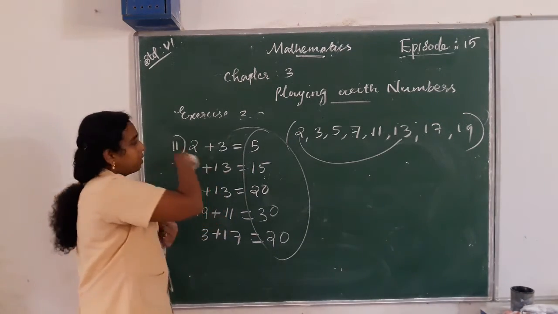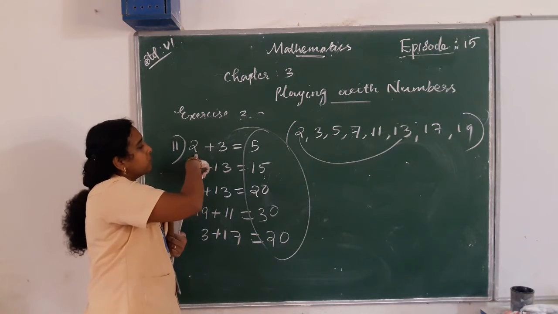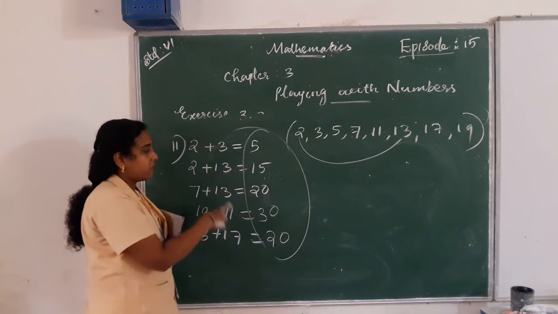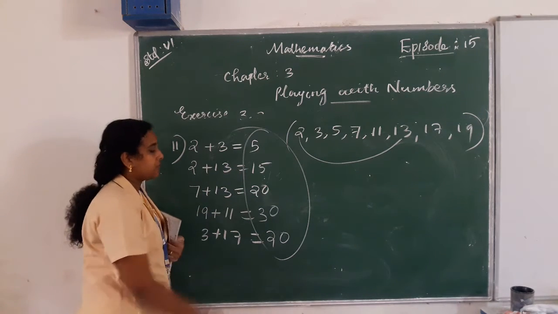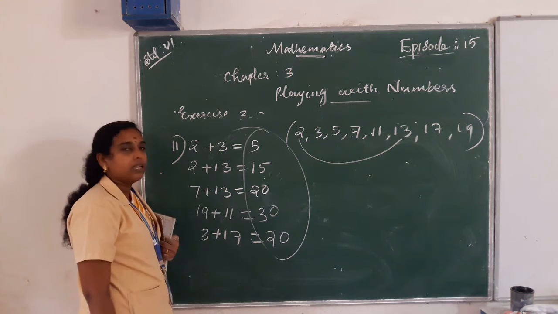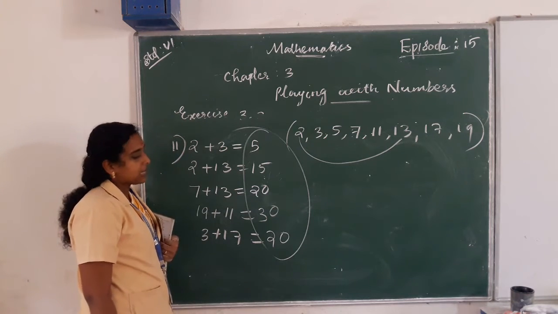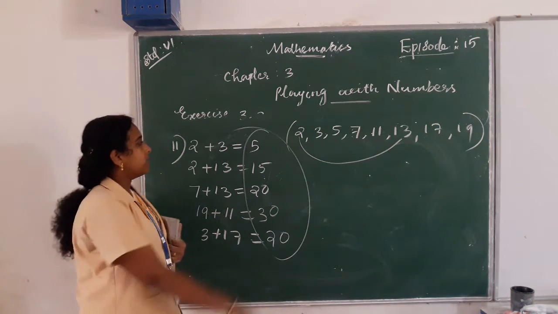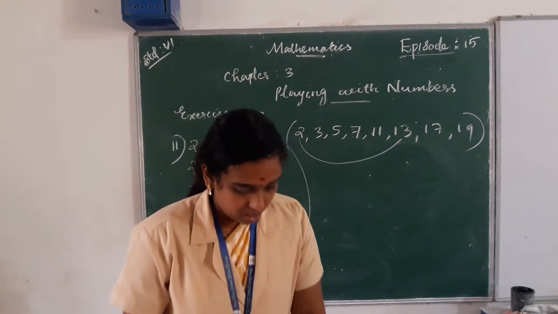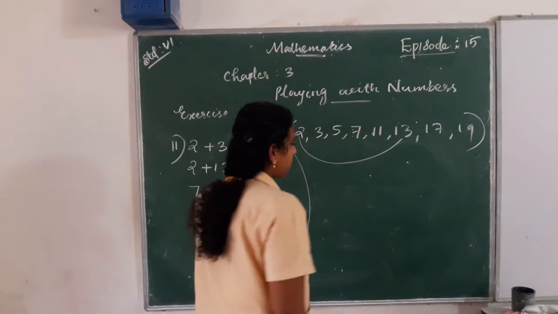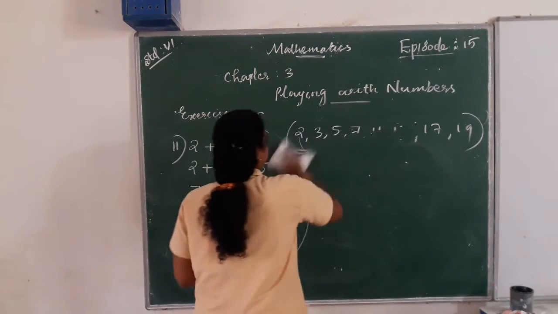And the prime pairs are 2 plus 3, then we get 5. And 2 plus 13, we get 15. 7 plus 13, we get 20. Then 19 plus 11, 30. 3 plus 17 is equal to 20. And all the answers are divisible by 5. And the next one, the fill in the blanks question.